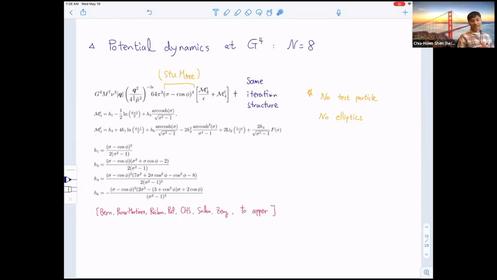It is simply that there's not enough space in PRL. But as you can see, some of the iteration structures are the same as in GR because ultimately they go back to the EFT. And you can see the results are surprisingly simple compared to GR. The two features here are, first, there's no test particle result, which is something known from the SUSY results. In particular, there are no elliptics. So in N equal to 8, it really makes your life simpler, as these are all just polylogs.